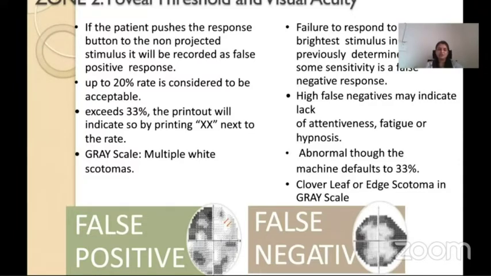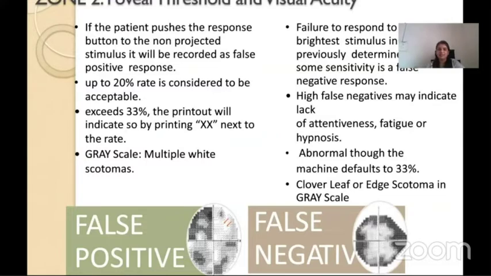In the false negative test, the patient doesn't respond even to a brighter stimulus, and it will be taken as a negative response. Again, 20% will be taken as acceptable, and more than 33% will be taken as unacceptable. This usually happens when the patient is inattentive, fatigued, or hypnotic, and it will appear as cloverleaf or edge scotomas in grayscale.